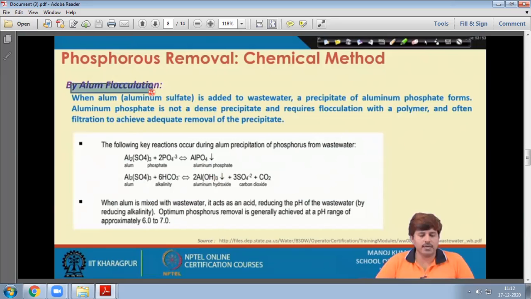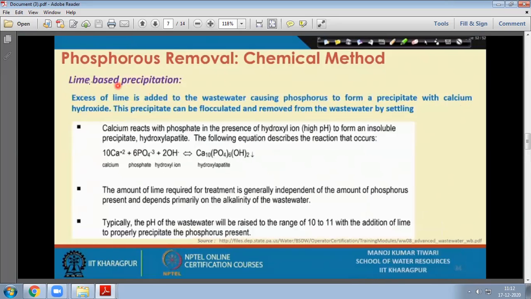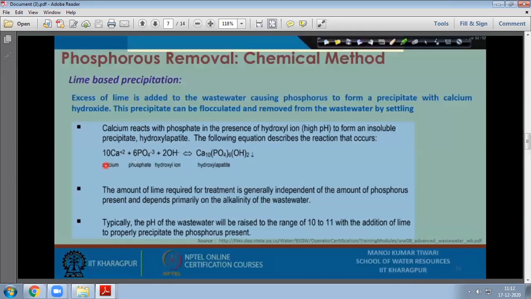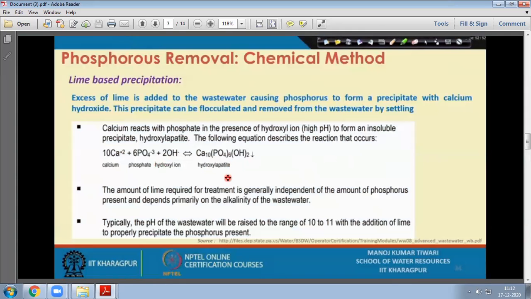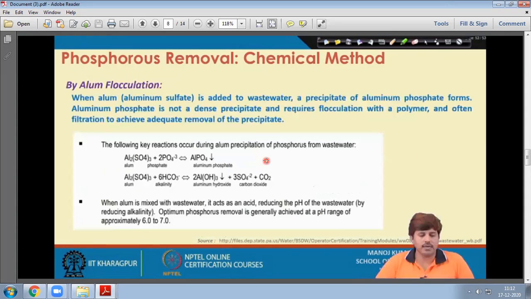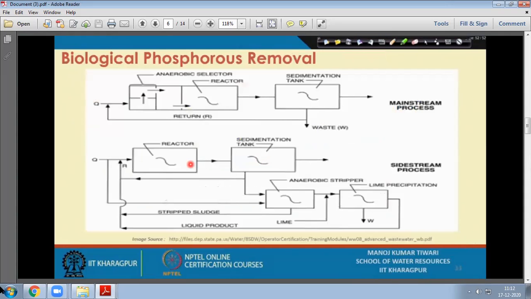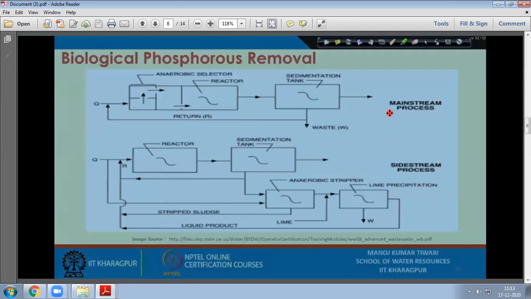If you add alum as a flocculant, or here they added lime, this reaction will take place. And this hydroxyapatite means the phosphate which is removed by forming a complex, hydroxyapatite. So it will settle at the bottom. Okay, so these are the explanations of this side process. What is happening here, what all the reactions happening here?